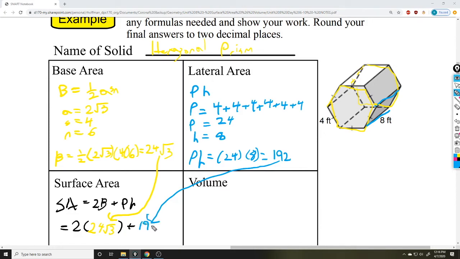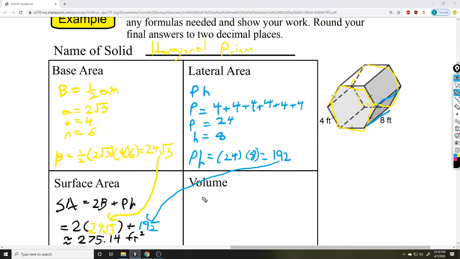It was the 24 times 8 that we did up here. So let's get that rounded to 2 decimal places. I get 275.14, and it's feet squared because it's a surface area. Surface area is an area, and so it's in units squared, feet squared.